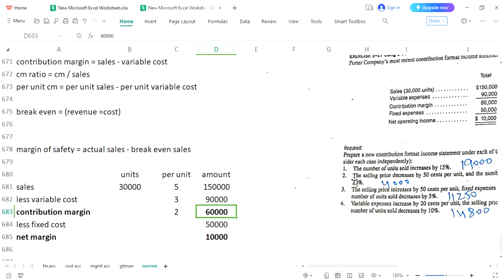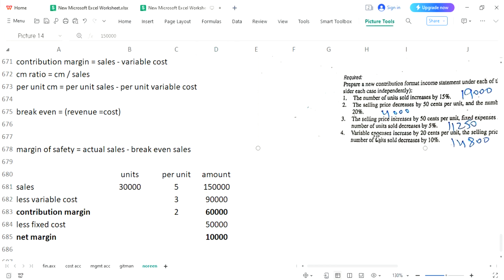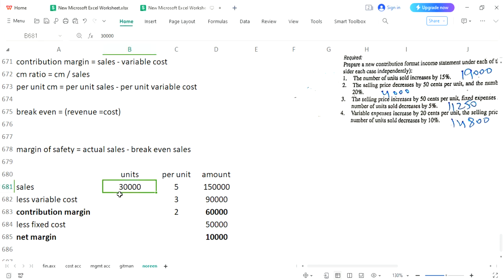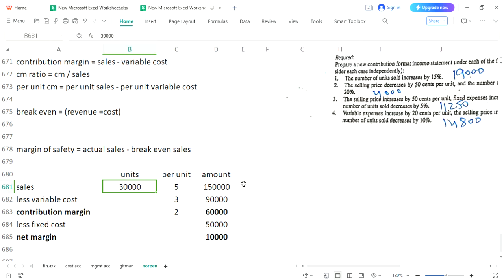First requirement: the number of units sold increased by 15%. The number of units we want to increase by 15%. So this is the only thing which we would change. Look here, first requirement: number of units sold are increasing, and there is nothing else we will change. So at this stage, what we will do is create your new income statement over here, just a difference.